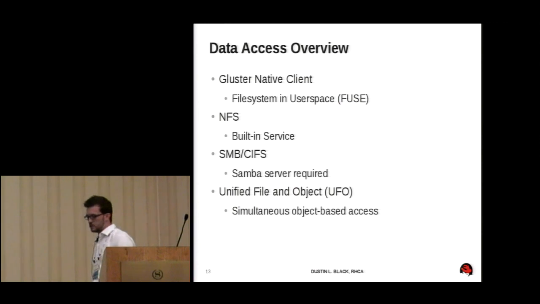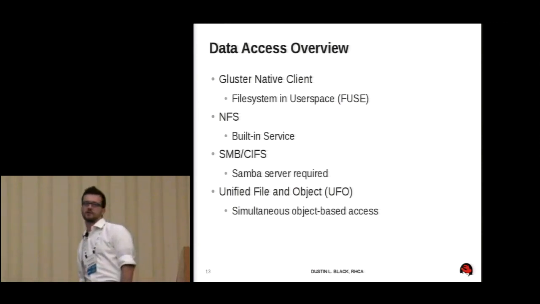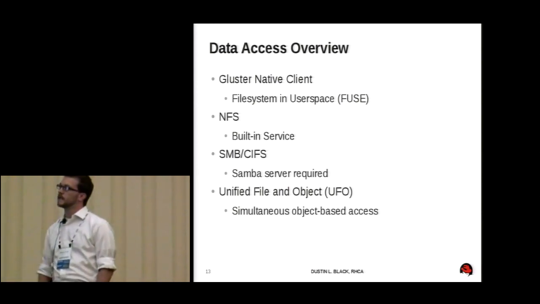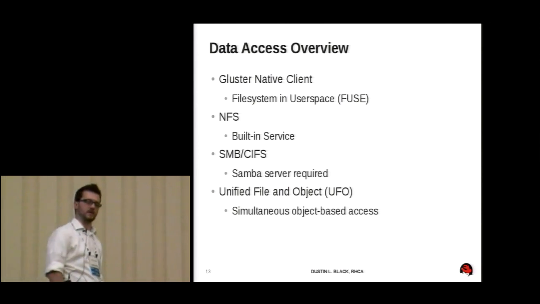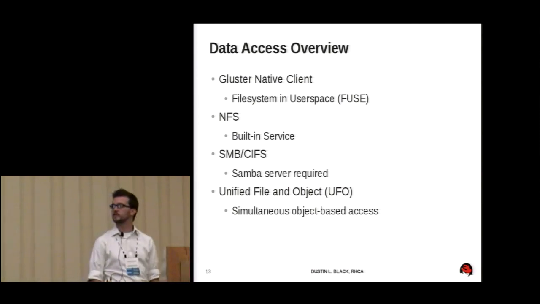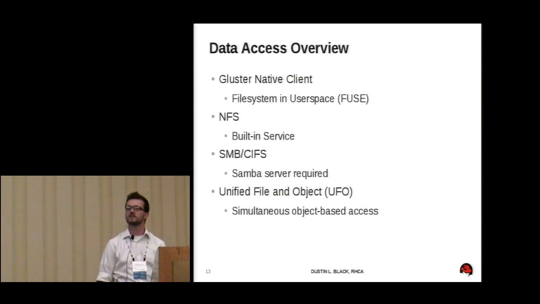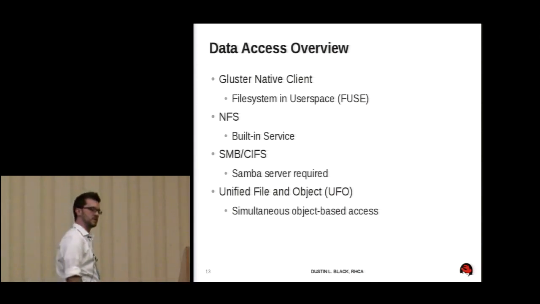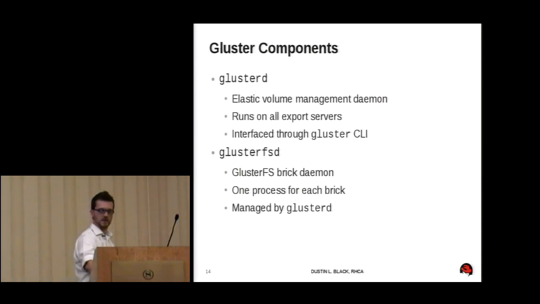And then there's UFO, which you've also discussed, and I believe Echo is going to get into some more detail on later. I'm not going to go too deep into this, but what we have the ability there to do, through some proxy logic that's in place, is to access your data simultaneously, both as a file and as an object, which is a really nice benefit of Gluster to have that capability.